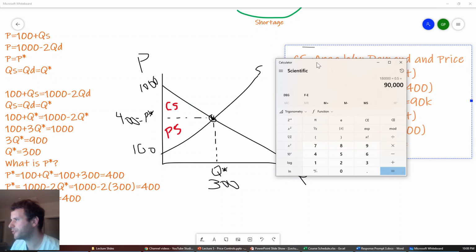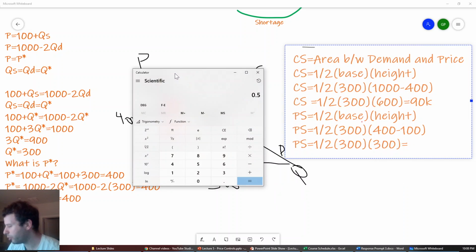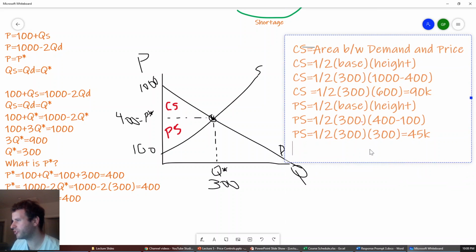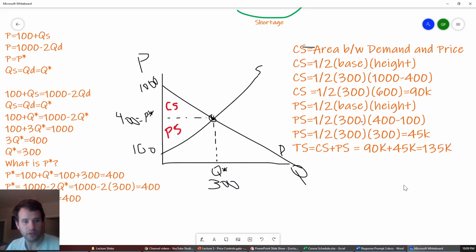Okay. So let's do the calculation here. 0.5 times 300 times 300 is 45K. So we have consumer surplus is 90K, producer surplus is 45K. Your total surplus is going to be the sum of those things. So 90K plus 45K equals 135K. All right. So that is that example. We got a total surplus of 135,000.